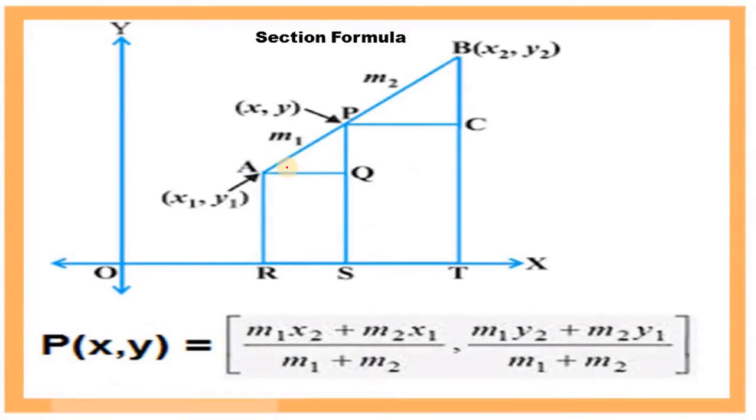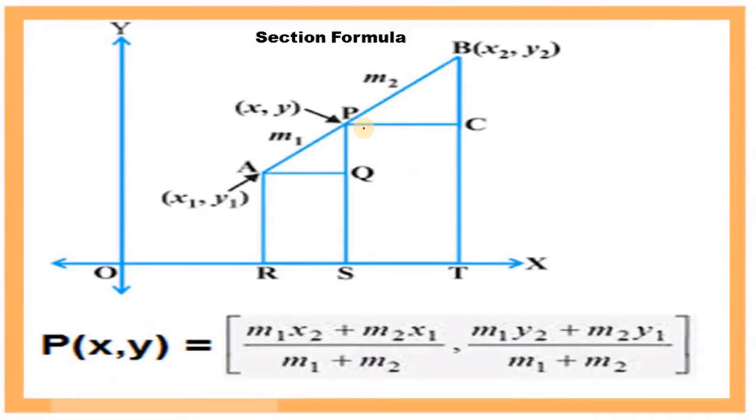Here you can see a line segment AB, where A coordinates are x1, y1 and B coordinates are x2, y2. A point P lies in between the line segment AB, which divides the line segment in the ratio m1 is to m2.